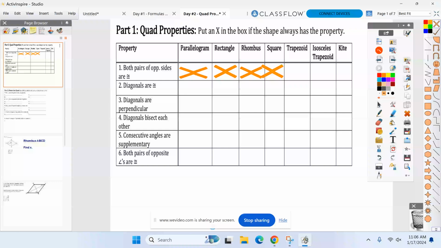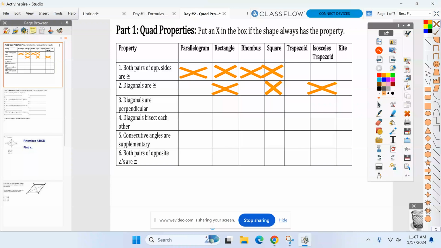All right, diagonals congruent. Parallelogram? That's a big no. How about in a rectangle? Diagonals congruent in a rectangle, yes or no? Yeah, that's true. Rhombus? Nope. Square? Yeah. If you put an X for parallelogram, rectangle, rhombus, the square is going to have it too, because the square has everything in the parallelogram family. Trapezoid? No. Isosceles trapezoid? That's a yes, ladies and gentlemen. Diagonals in an isosceles trapezoid are indeed congruent. That's why we review. How about a kite? Congruent in a kite? No, they are not.